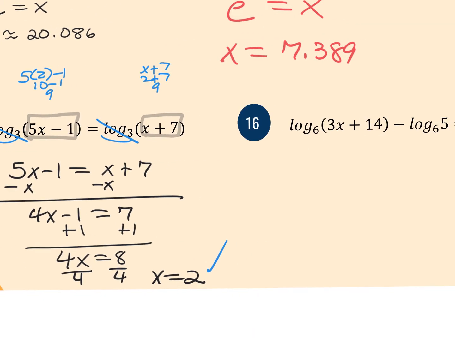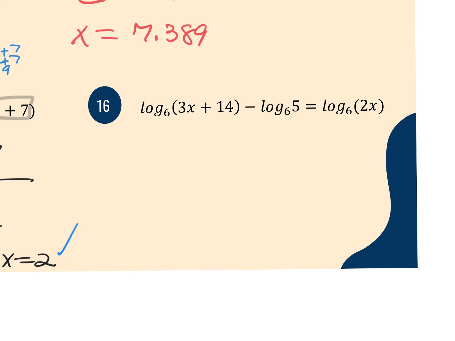Now, this is a common mistake that students are going to make. They're going to say, oh, look, it's got the same log in front of each term. I'm just going to cancel each one of those log words. You cannot do that. You need to condense using your properties before you can use the one-to-one property.